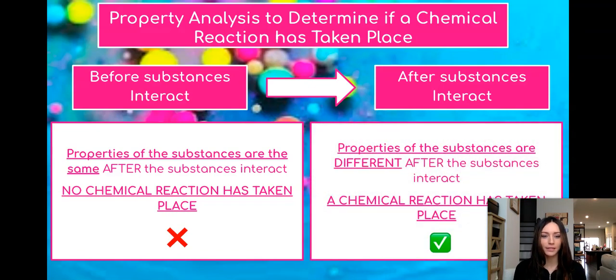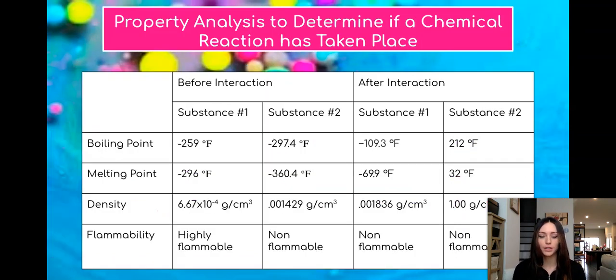On the other hand, I could also find that the properties of the substances after the reaction have changed or are different after those substances interacted. This tells me that the properties are different, meaning the substances are different and a chemical reaction has taken place. Now that we know how we can determine and prove if a chemical reaction has taken place, let's look at an example of analyzing properties before and after an interaction to determine if a chemical reaction has occurred.